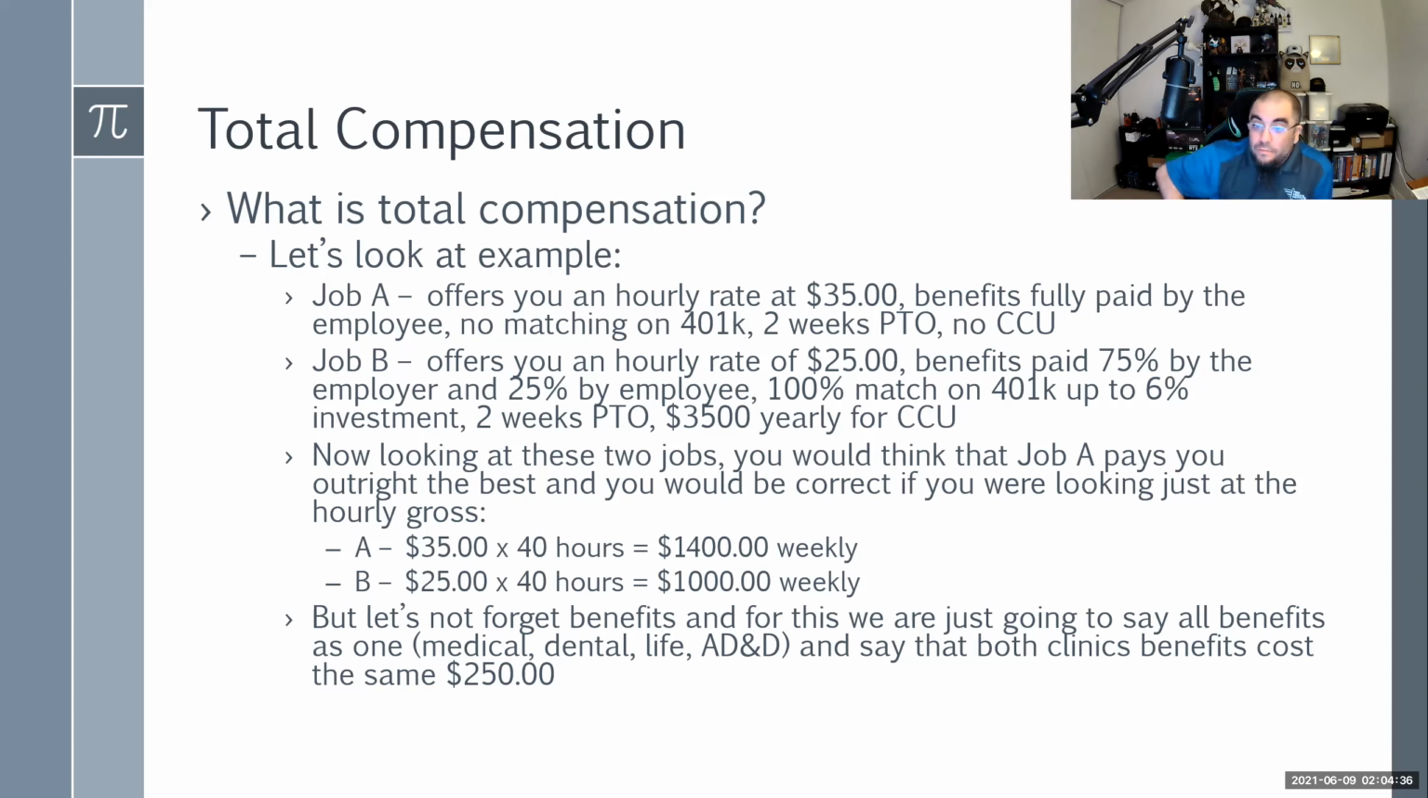$35 an hour after 40 hours, $1,400 per week. 25 times 40 is about $1,000 per week. But man, let's not forget about those benefits, right? Because not all clinics are the same when it comes to this. So we're just going to say all the benefits, medical, dental, life insurance, AD&D, so accidental death and dismemberment, say that both clinics cost $250.